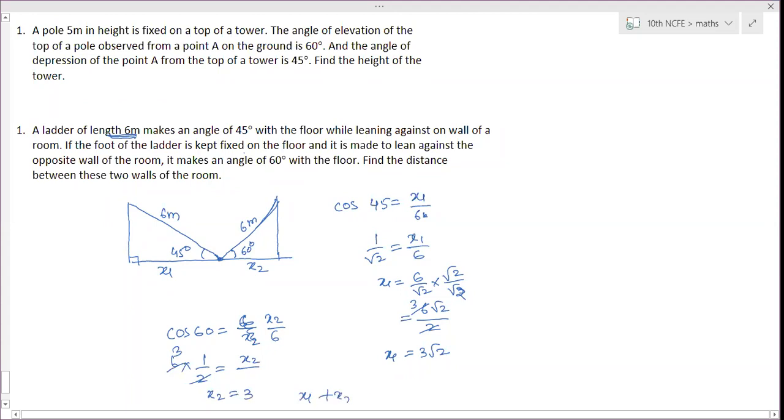So the distance between the two walls is x1 plus x2, 3 root 2 plus 3. That is 3 into root 2 plus 1. This is the easier one. If there is one single triangle that has two triangles inside, that is somewhat difficult. These are the easier ones. Okay, ma'am.